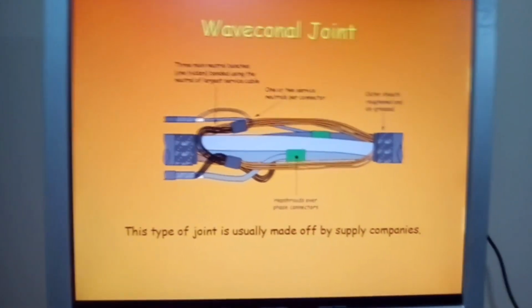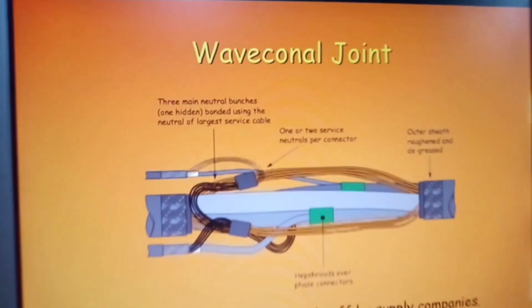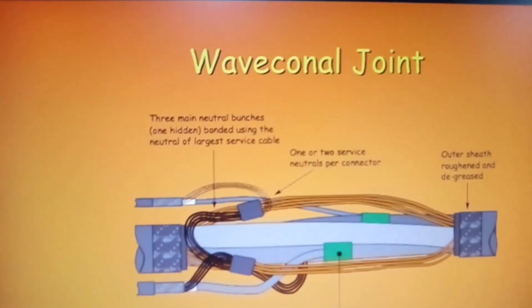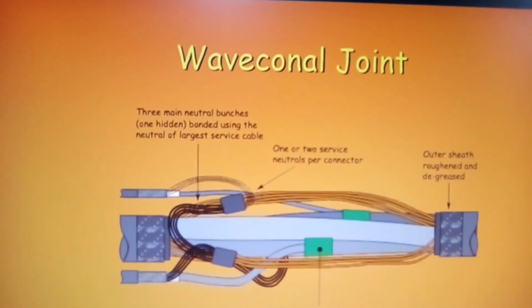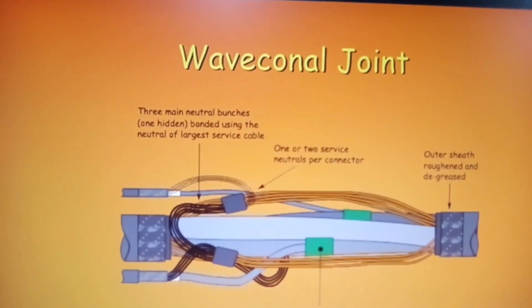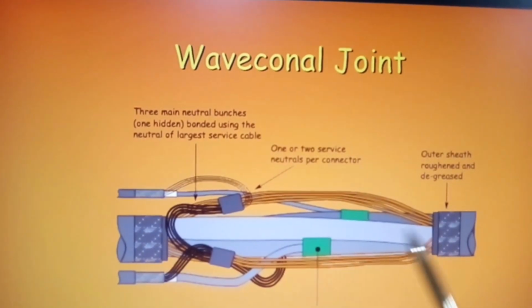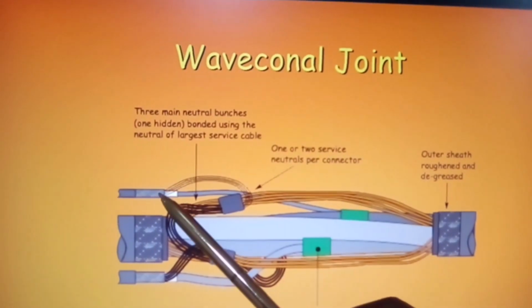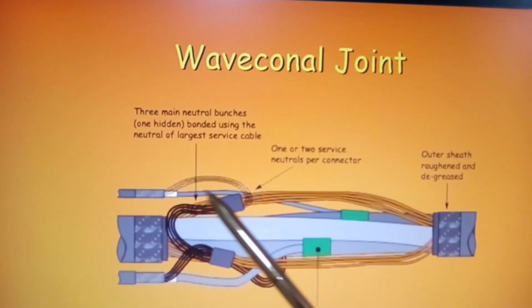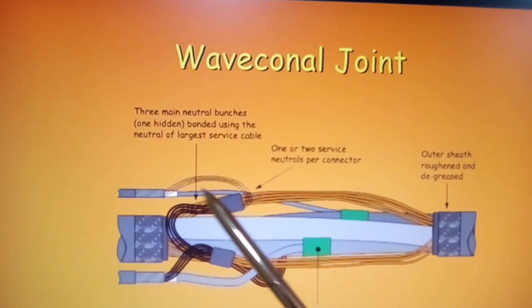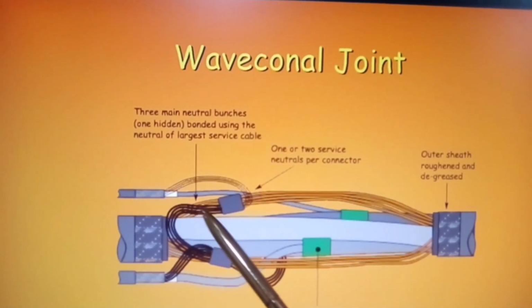Now, let's look at this and get this into good view for you. A wave canal joint. Okay. Now, this cable here would be your main cable coming down your street. And these cables here would be the cables that would drop off to feed your houses. So you can see that already here.